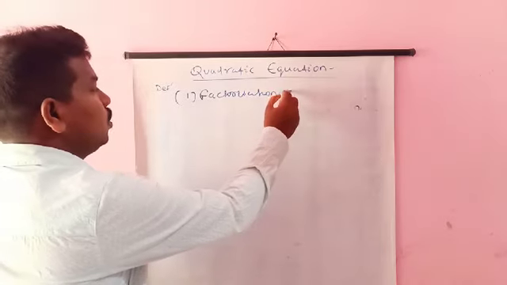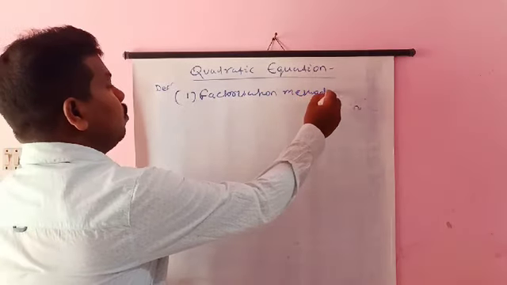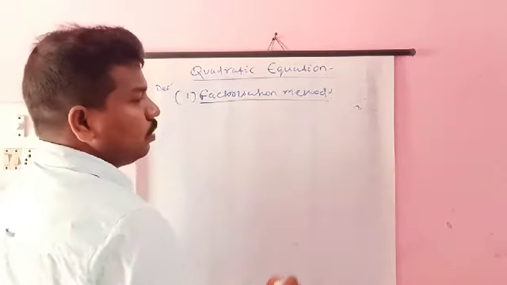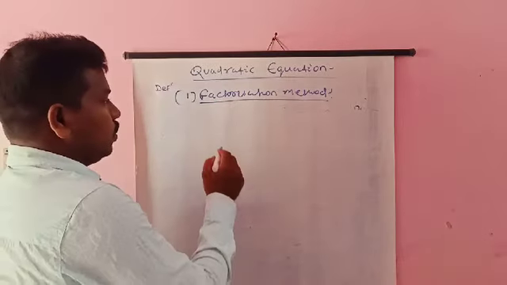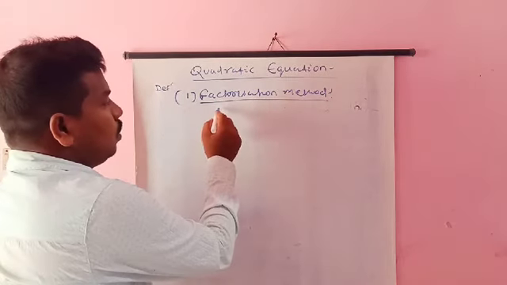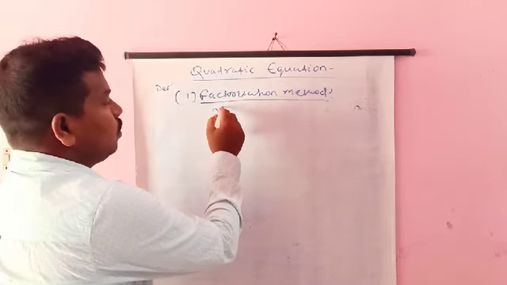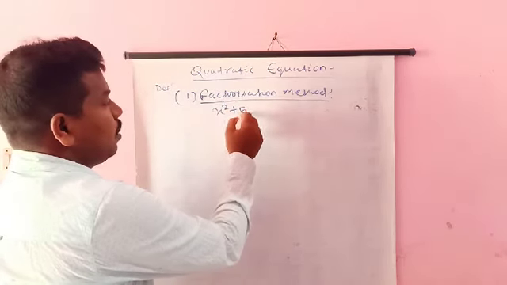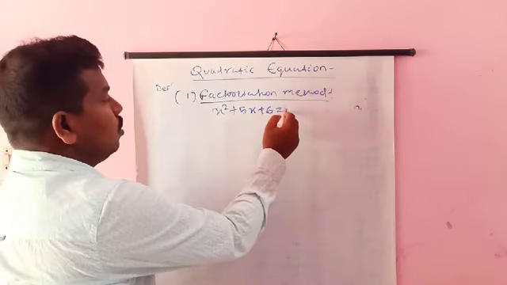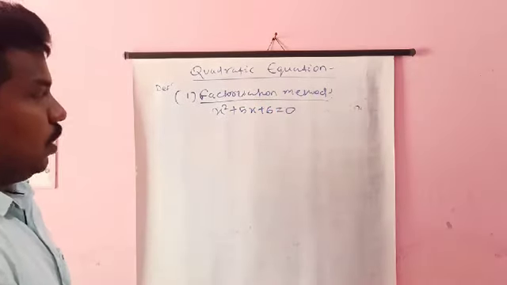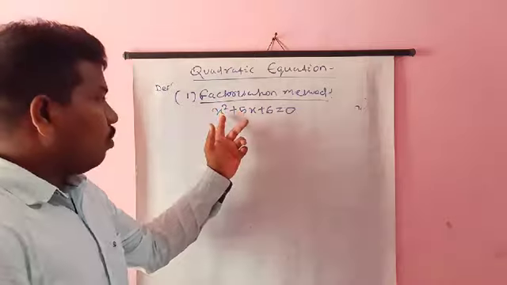The factorization method is also very easy, but some tricks are applied there. So how do we find the quadratic equation solution in the factorization method? Suppose you take an example: x square plus 5x plus 6 equal to 0. This is known as a quadratic equation, and it is in standard form.